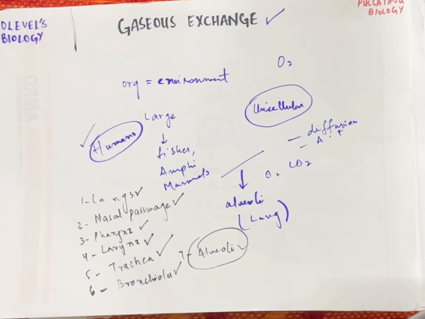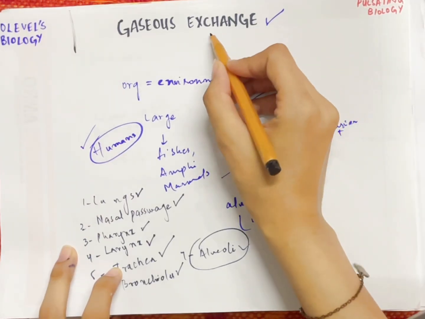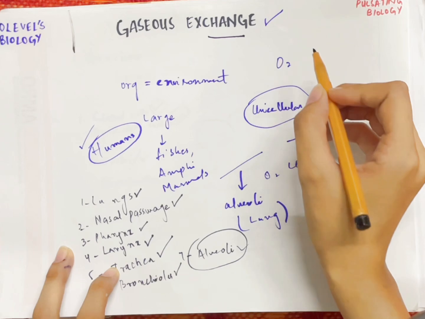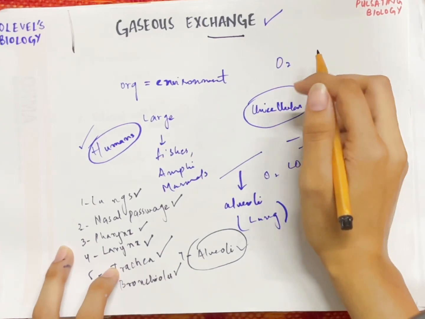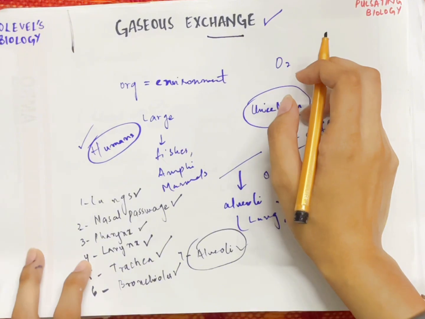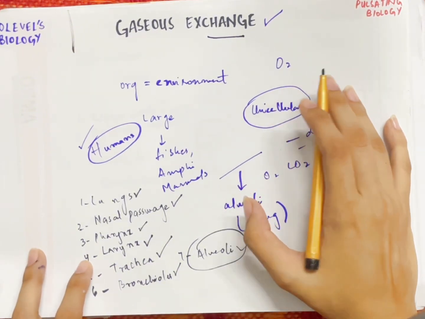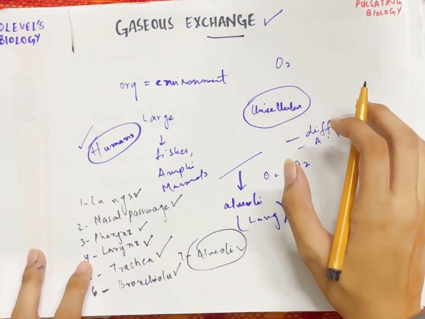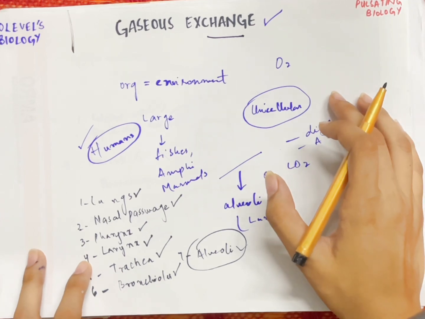Welcome to the Pulsating Biology's crash course video for the O Levels chapter, that is gaseous exchange or the respiratory system in human beings. When you talk about gaseous exchange, we've already covered this entire chapter, and in this video, we're going to overlook the entire chapter and learn about the entire basics of it.